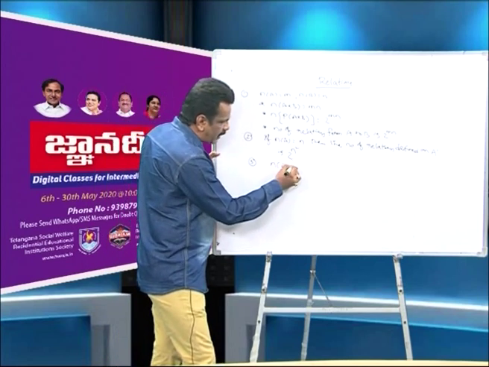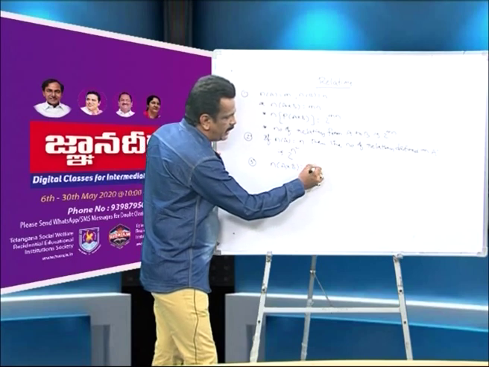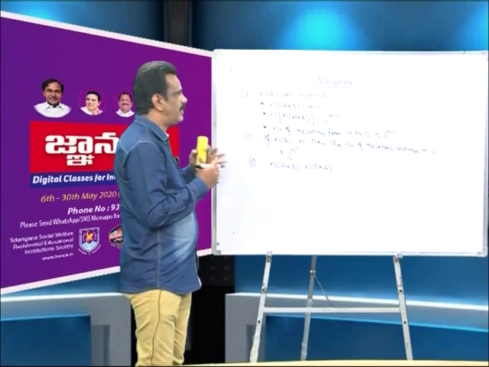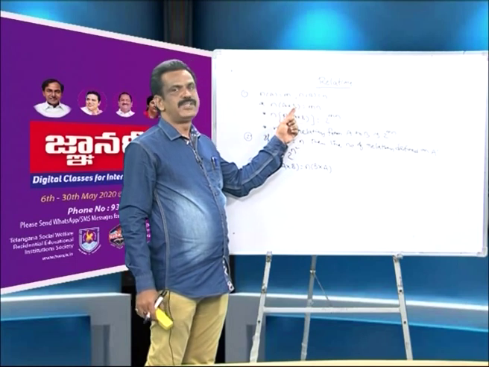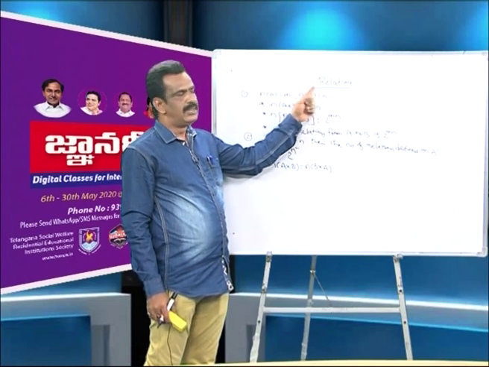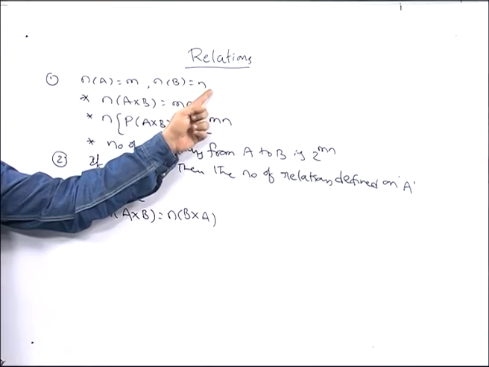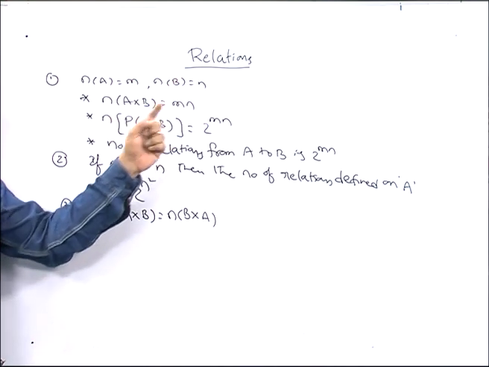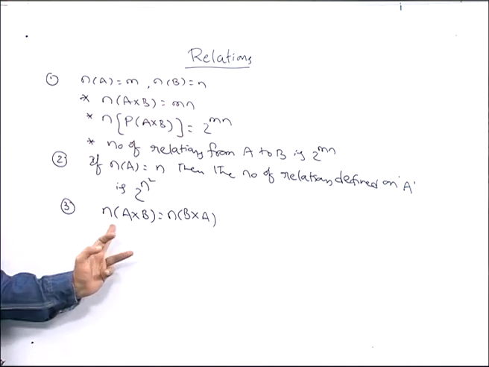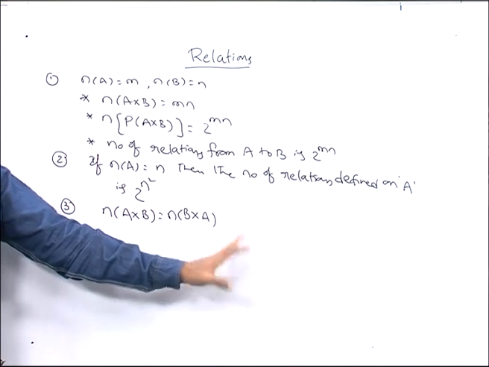N of A cross B equal to N of B cross A, we can write, because N of A cross B means the number of elements of A cross B, which is M into N, where M and N are positive integers. So M into N equals N into M also, and hence N of A cross B equal to N of B cross A we can write.